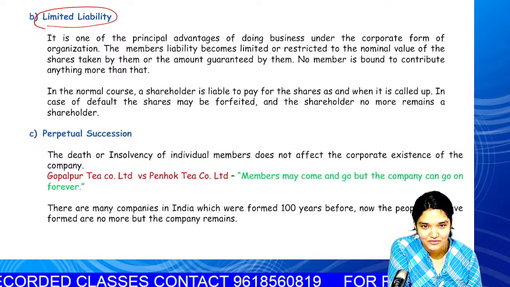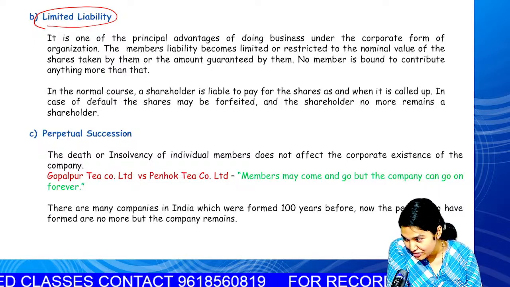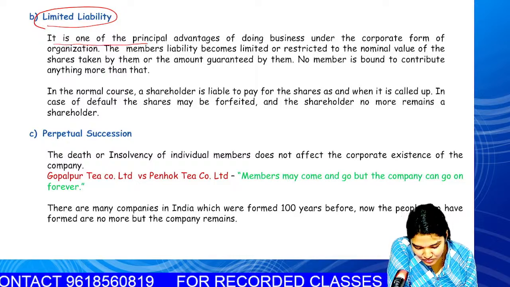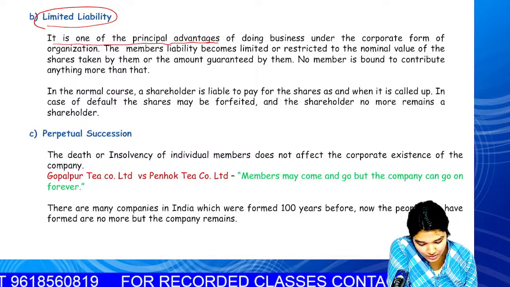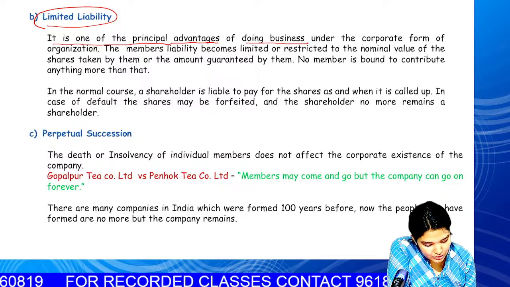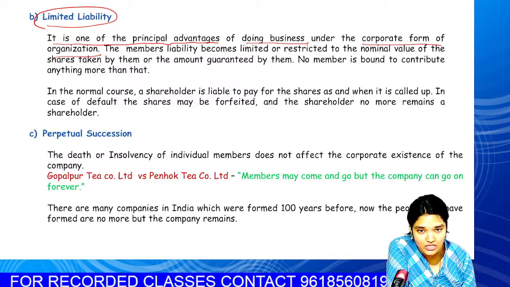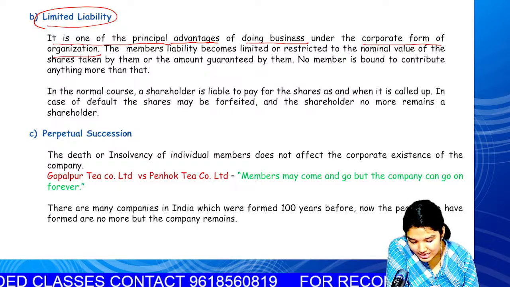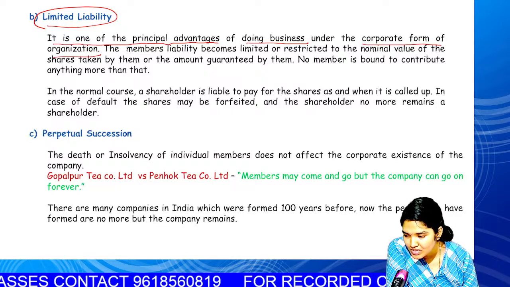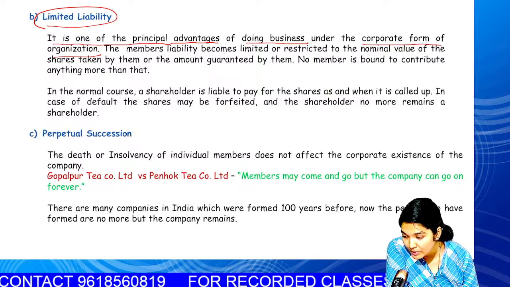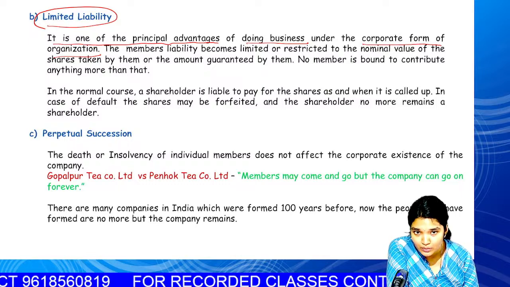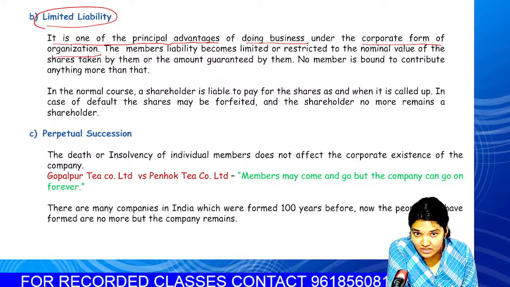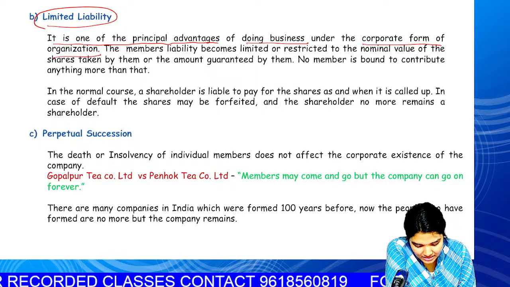Yes, the Joint Stock Companies Act 1857 introduced the concept of limited liability. It is one of the principal advantages of doing business under the corporate form of organization. In a partnership firm, sole proprietary concern or any other concern, the liability of the owners who invest is unlimited. When it comes to an insolvent position, they have to pay from their personal assets. But when it comes to a company, the members' liability is guaranteed.